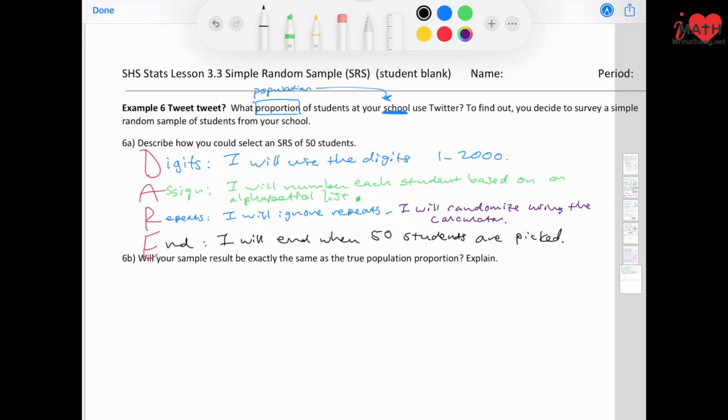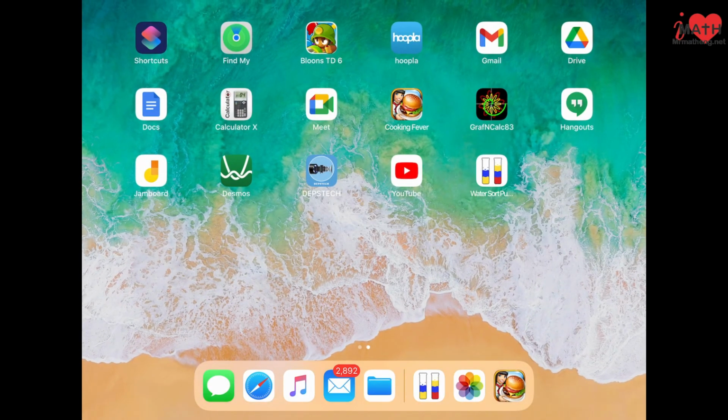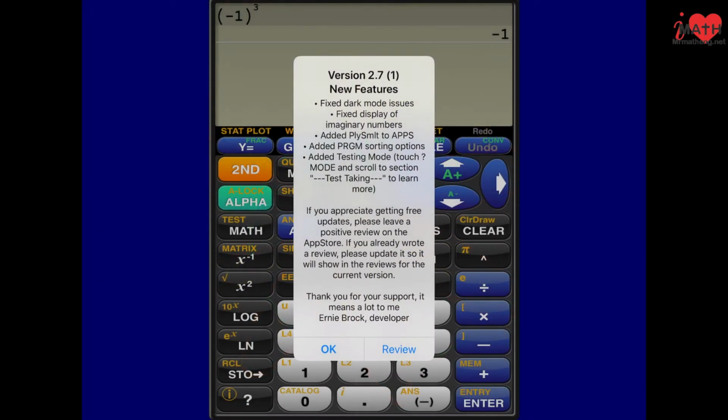Okay, what did we say before? So we said using your calculator. Let me show it to you. Where's the calculator I like using? Graph and Calc 83. Ooh, look at that. It says fixed dark mode. Super happy.